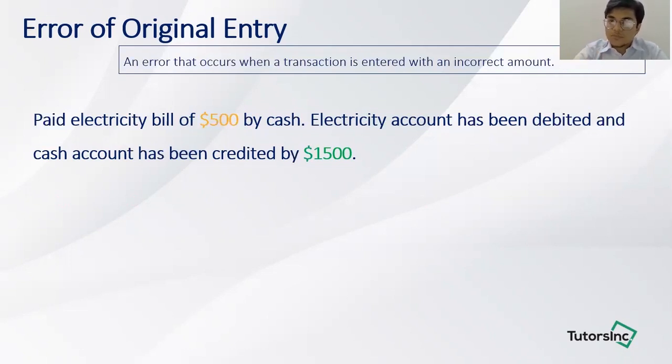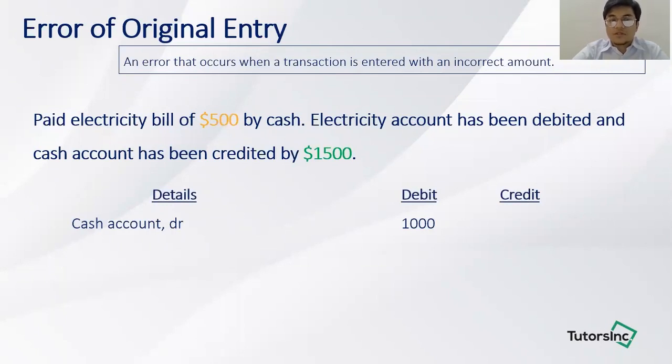So in order to subtract, we need to reverse the transaction or reverse the entries so that the extra amount or the difference amount that we have recorded gets omitted. So in this case, we have debited cash account by $1,000. Why? We were supposed to credit cash account by $500. Instead of that, we have credited cash account by $1,500. So in order to omit the $1,000 extra, we need to reverse this transaction.